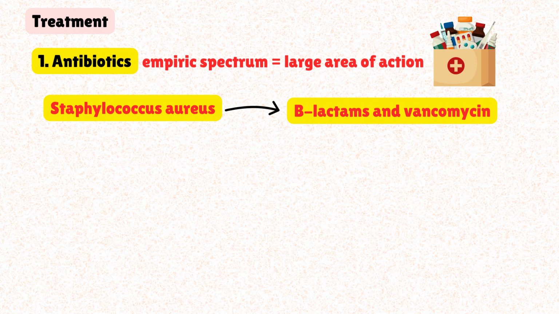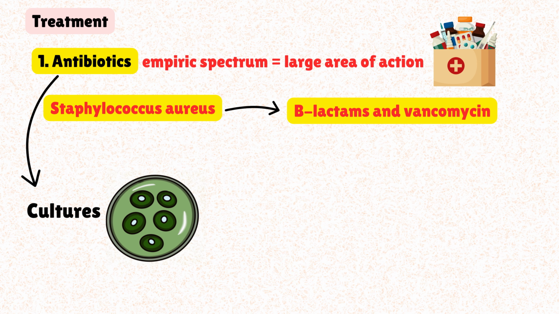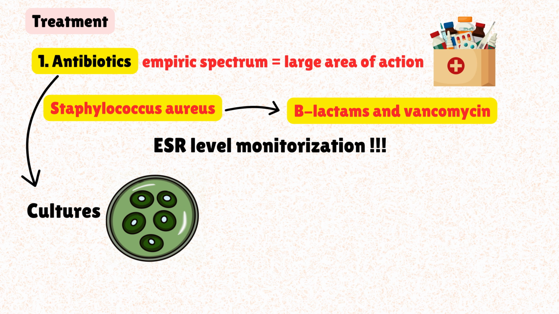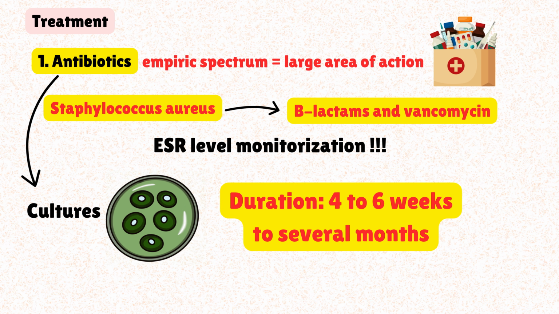In other cases, once we get culture results and know exactly what we're dealing with, we tailor the antibiotic choice. We give high doses of antibiotics, typically intravenously, for several weeks or even months to make sure they really get into the bone and completely kill off the infection. To check if the infection responds to therapy, we can evaluate the ESR level. The treatment duration can be anywhere from 4 to 6 weeks for acute cases to several months for more chronic or complicated infections.